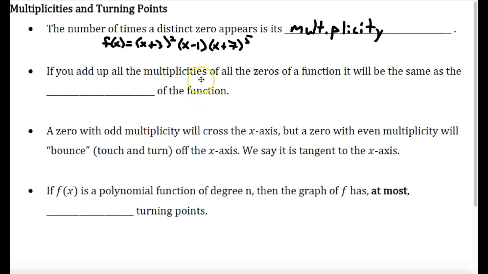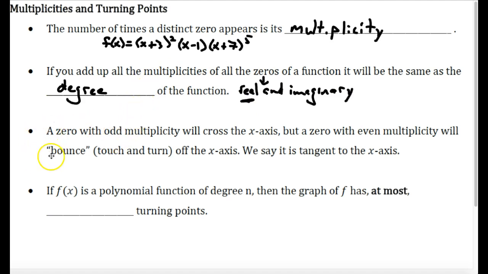If you add up all the multiplicities of all the zeros, now this includes both real and imaginary, but in this section, we're just going to look at reals, it will be the same as the degree of the function.